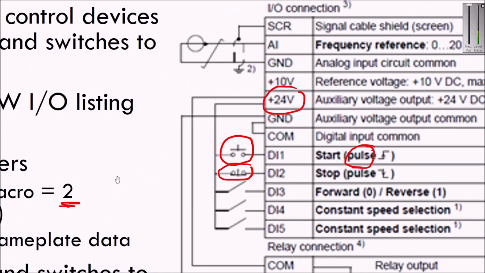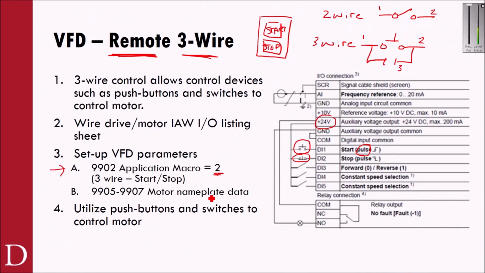You're again going to wire up according to the motor nameplate data, just like you did before. But now you can use push buttons and switches to control the motor. Oh, and by the way, you can wire up a switch then to digital input 3, and if the switch is off, I go forward, and switch is on, I go in reverse. And digital input 4 and digital input 5 can control constant speeds. Constant speeds are, I can set up constant speeds to be like, let's say 15, 30, and 45 hertz.